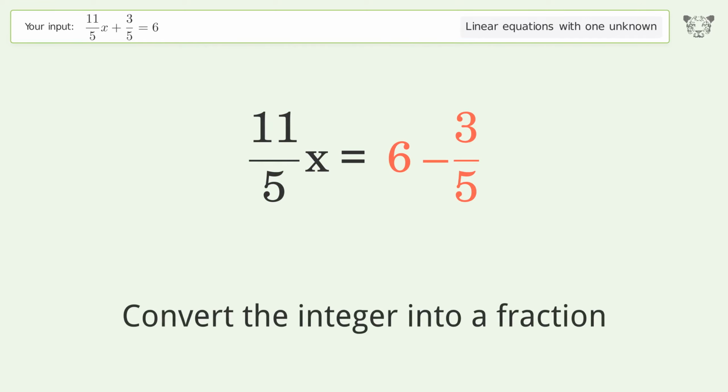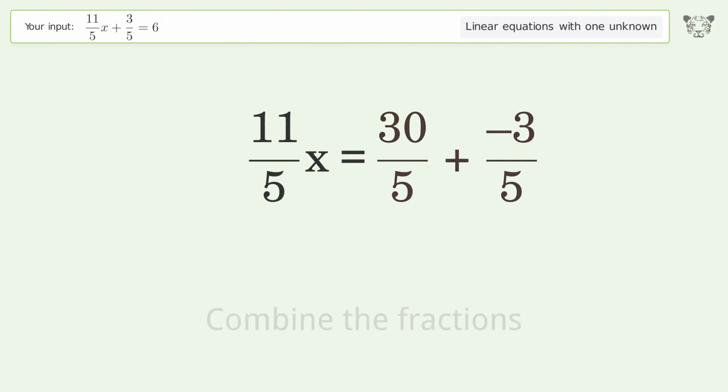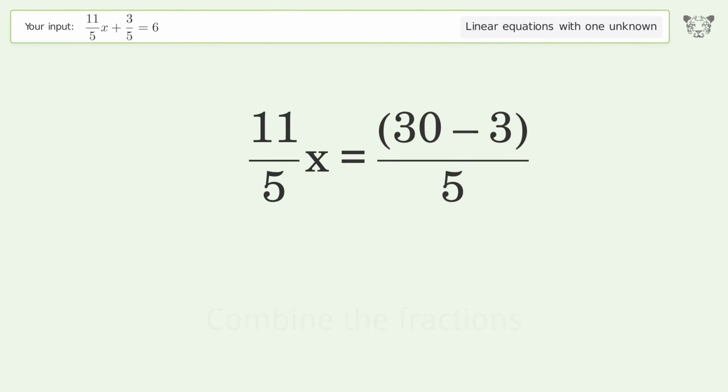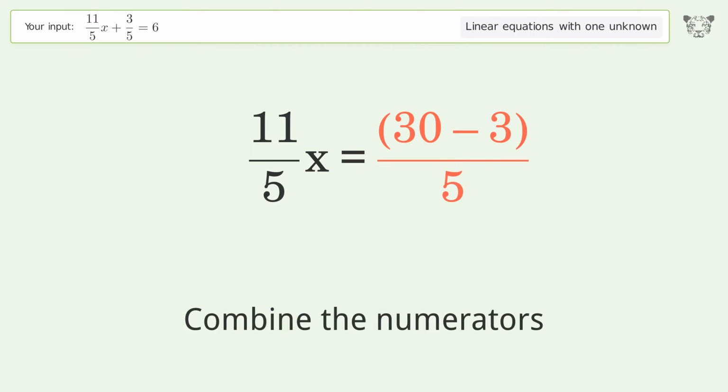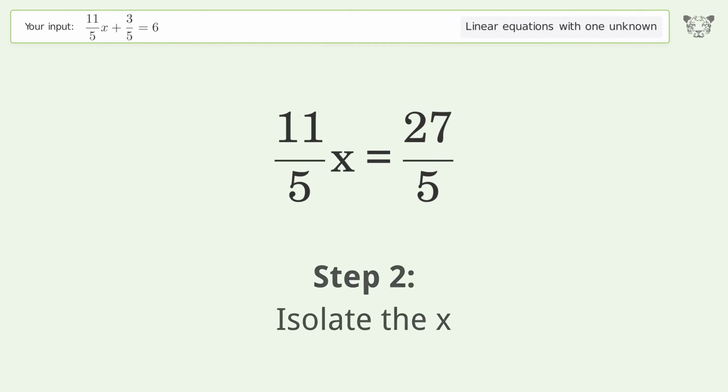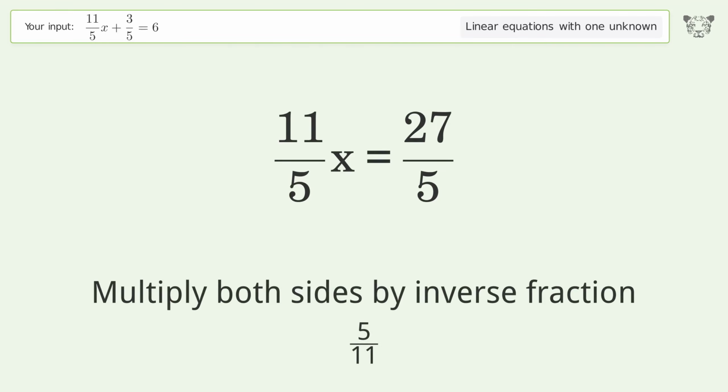Convert the integer into a fraction. Combine the fractions. Combine the numerators. Isolate the x. Multiply both sides by inverse fraction 5/11.